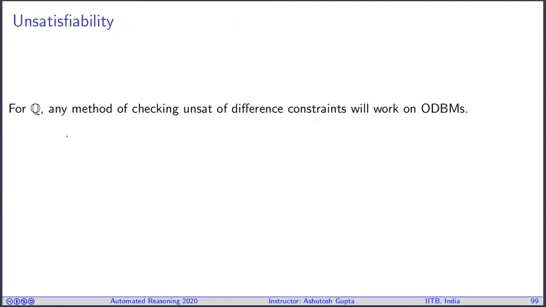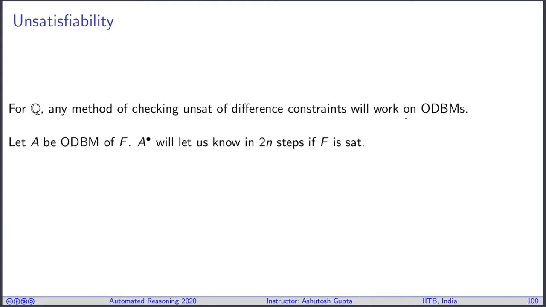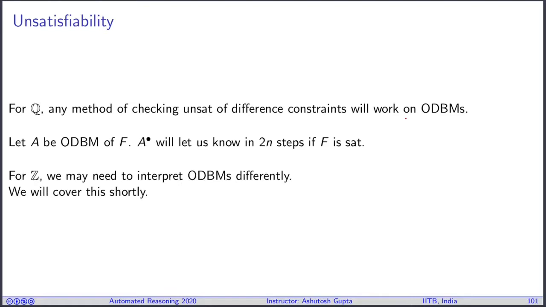How do we check unsatisfiability in rational space? We construct an octagonal DBM and run our standard algorithm, and because there are 2n variables, it will take 2n steps. If you have 0 entries in the diagonal, then it is SAT, otherwise you don't have a satisfiable formula. However, this method does not work for integers, and you need to interpret your octagonal DBMs differently, and that will be covered shortly.